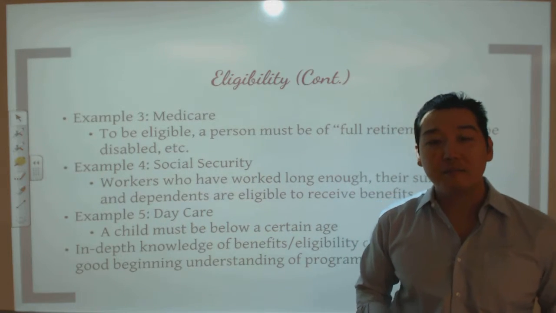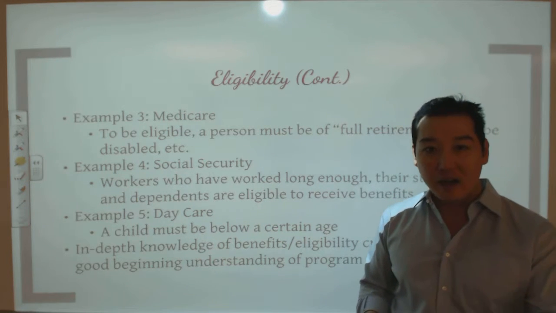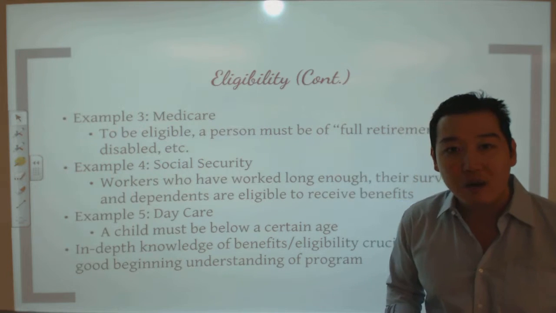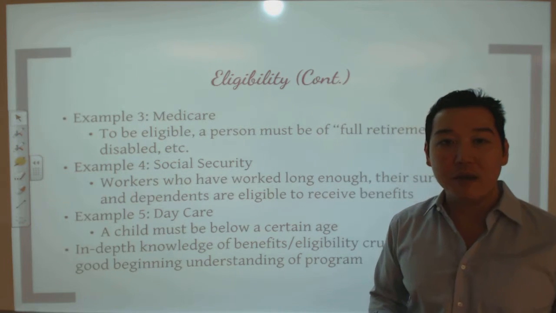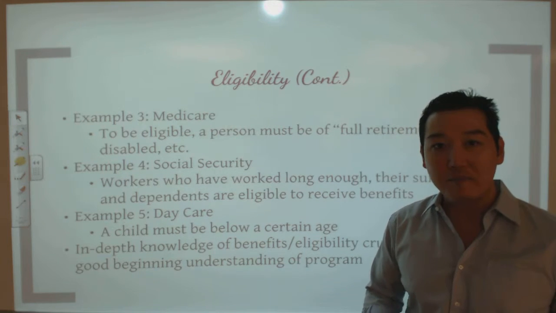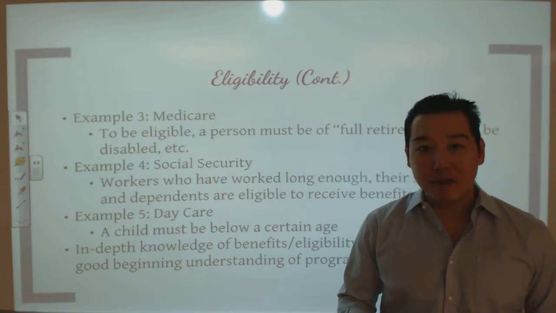Other examples, Medicare, there's 3 different pathways primarily into Medicare eligibility: on the basis of age, on the basis of disability if you've been receiving SSDI for at least 2 years, or you may also qualify based on catastrophic needs. So if you have end-stage kidney failure, you can also qualify for Medicare. So there's different eligibility requirements behind these different programs.